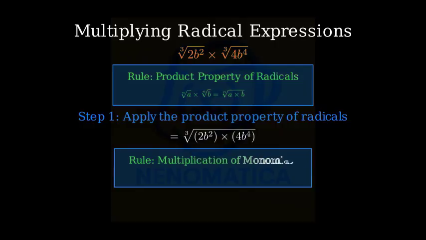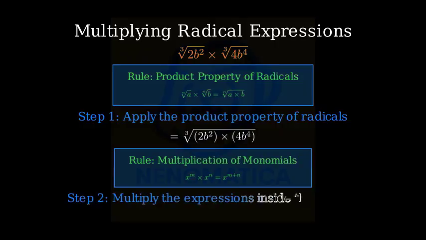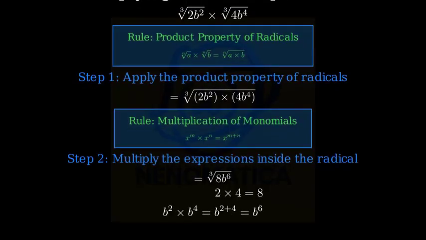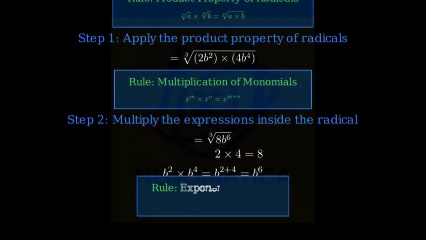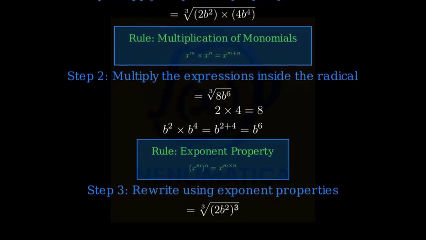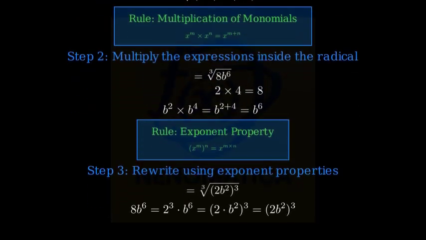For step 2, we'll multiply what's inside the radical. We multiply 2 times 4 to get 8. And we add the exponents of b. b squared times b to the 4th power gives us b to the 6th power. For step 3, we can rewrite this in a different way to help us simplify. We'll rewrite 8b to the 6th power as 2b squared, cubed. This will make it easier to work with the cube root.